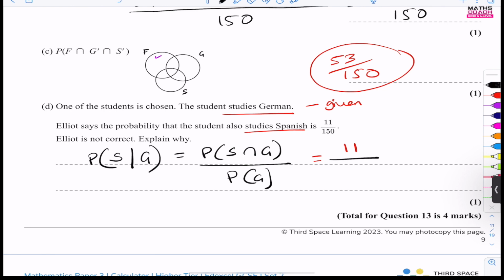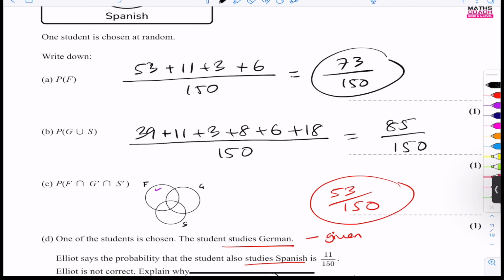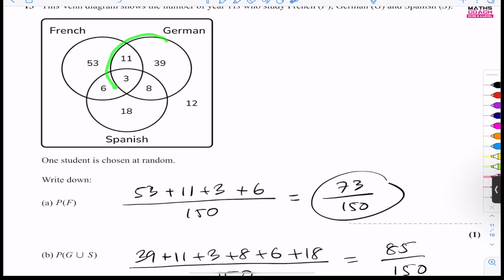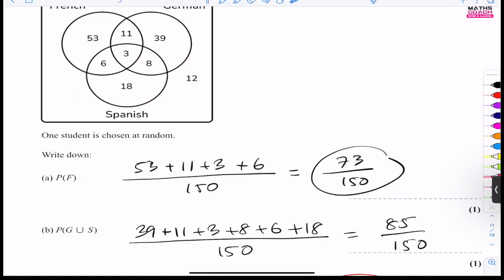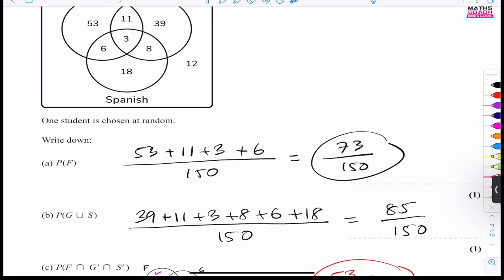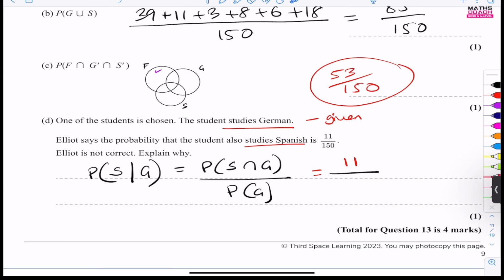And now if we work out the number of German students, the probability of German students, that is going to be the entire circle right here. So it's going to be 11, 39, 8, and 3. So we're going to add those together. So 11 plus 39 plus 3 plus 8. And that gives us 61. So the probability that they study Spanish, given that they study German, is 11 out of 61.